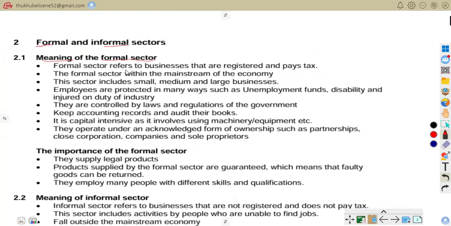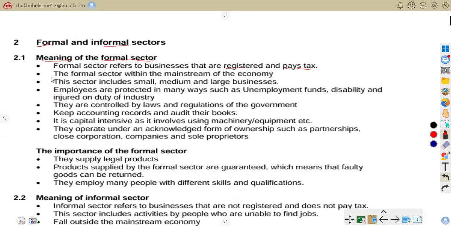Formal sector refers to the businesses that are registered and pay tax. Those are recorded sectors. They are known to authorities. So these businesses are legally recognized by the government. That is why I'm saying they are known to the authorities. That is the recorded sector, the formal sector. For example, a registered supermarket pays tax.